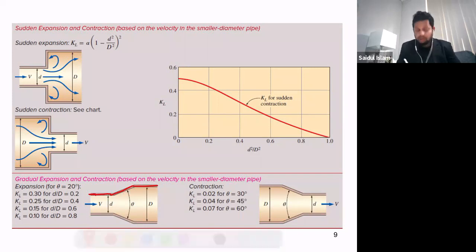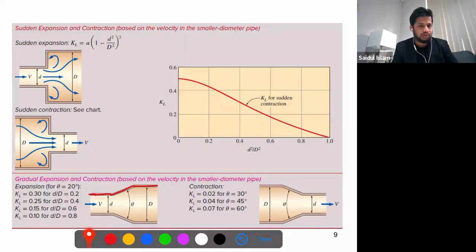So this is sudden expansion, gradual expansion. When it is sudden expansion, you can use this chart and you can calculate the loss coefficient, the minor loss coefficient. How can you do that? It is this one for sudden contractions. Okay, this is for sudden contraction. What do you need? You need to know this diameter D and this diameter D. So for example, let's say this is 2 millimeter, for example, this is 1 millimeter.